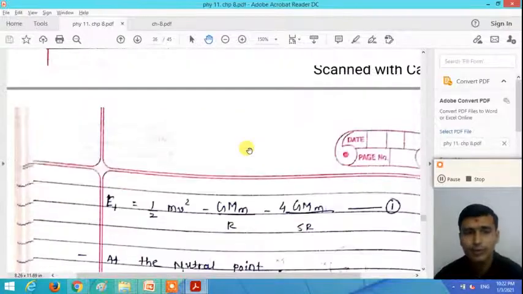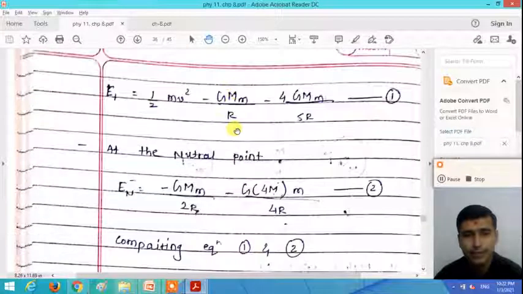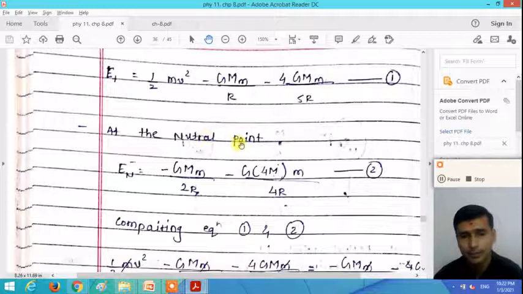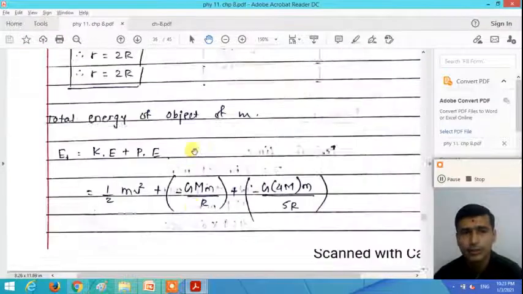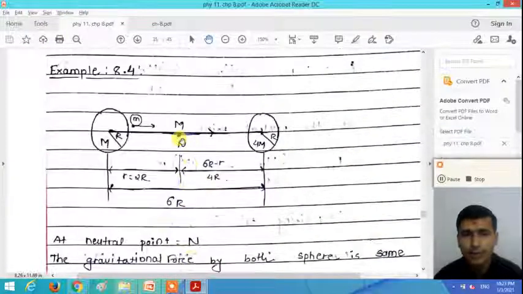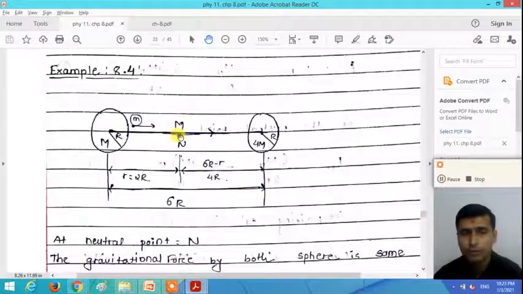Now we want to calculate the total energy at the neutral point. The kinetic energy at the neutral point is 0, right? So the total energy at the neutral point is only the potential energy at the neutral point, right? So how do we calculate the potential energy at the neutral point? So here we need to calculate the potential energy at this point. So potential energy due to the first sphere, potential energy due to the second sphere, right?